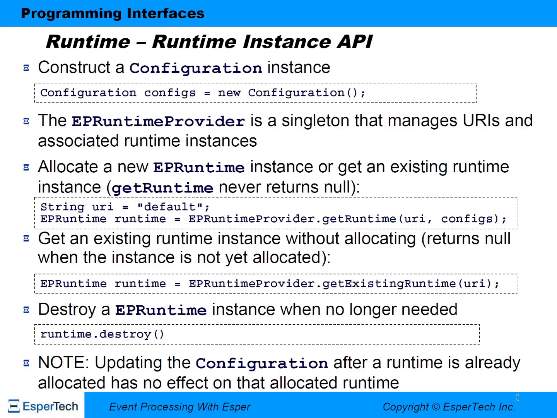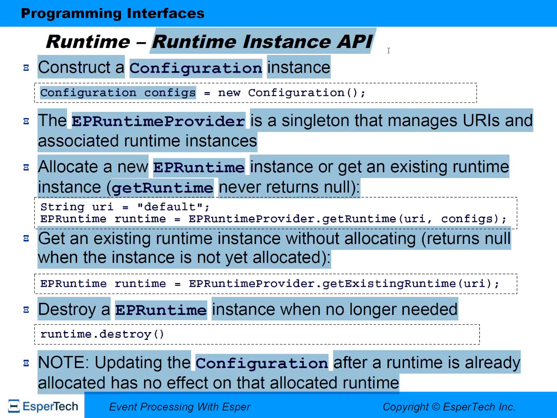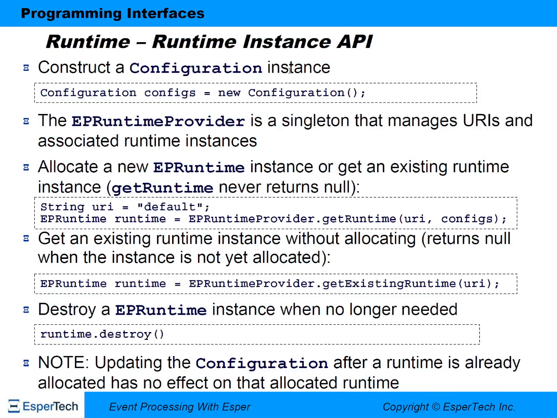The topic of this slide is the API for Esper runtime instances. To begin, construct a configuration instance. The configuration object has all the default settings. Before obtaining the runtime, make changes to the configuration since the new runtime uses the information in the configuration object to initialize.